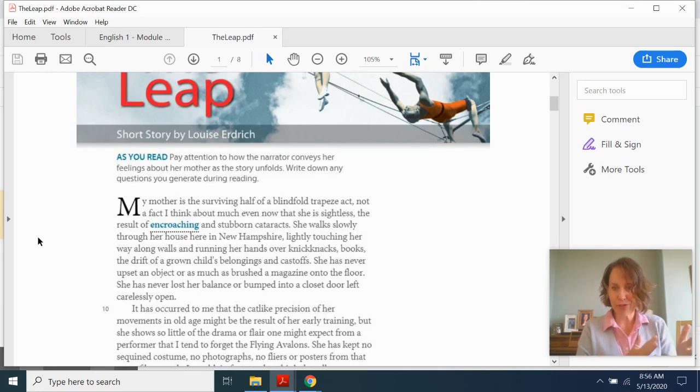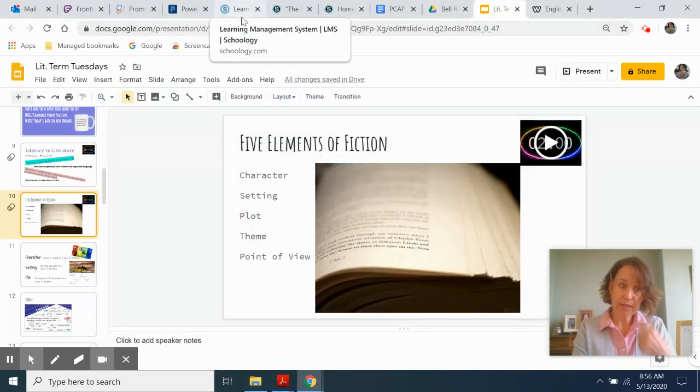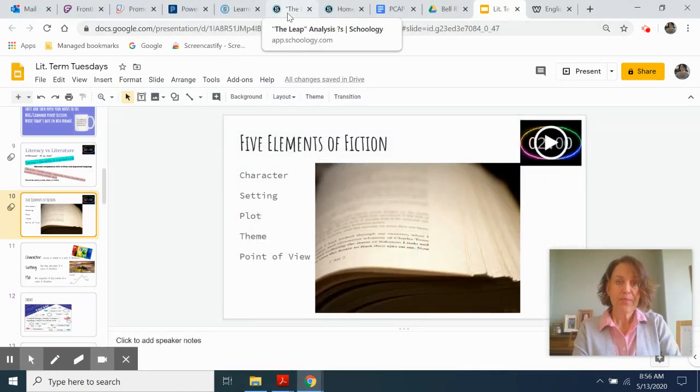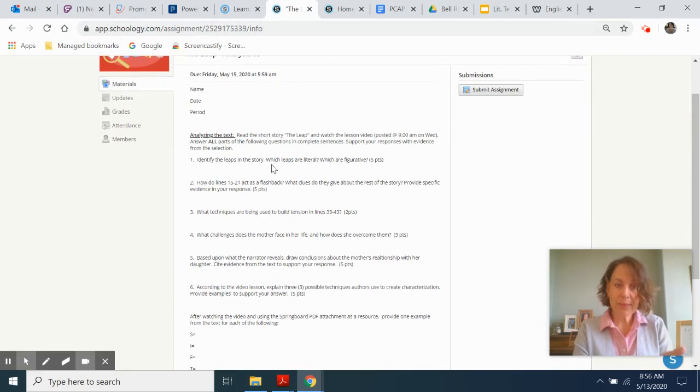That's why we practiced them earlier in the year. But once you've read it, you'll notice in Schoology you have a set of questions out here. And if we look at those questions, it says here, identify the leaps in the story.